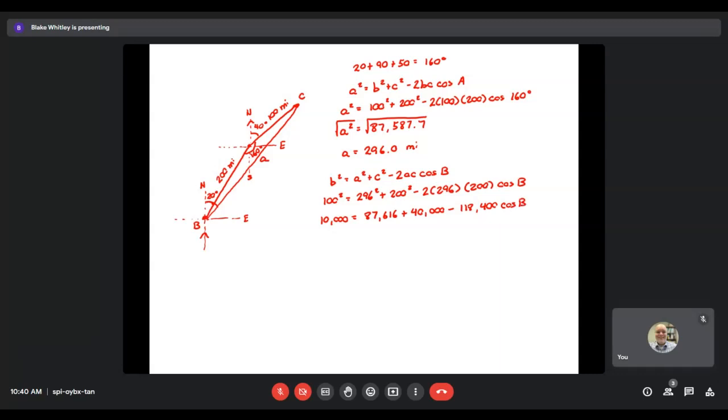Again, I'm going to add what I can over here. So 87,616 plus 40,000 should give us 127,616. And now we subtract that from 10,000, which is negative 117,616.